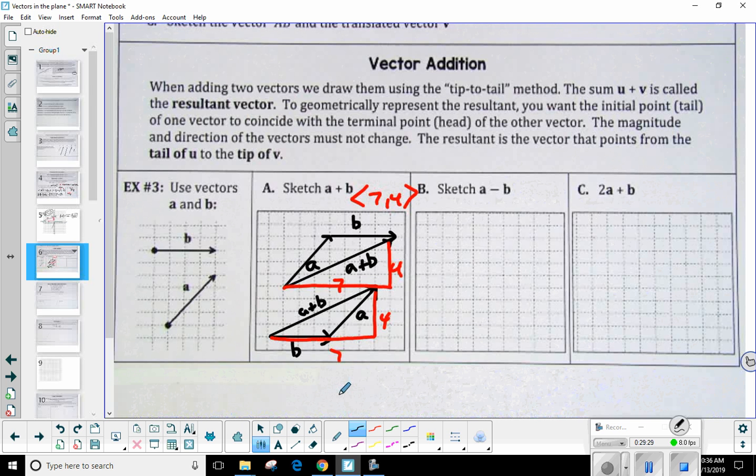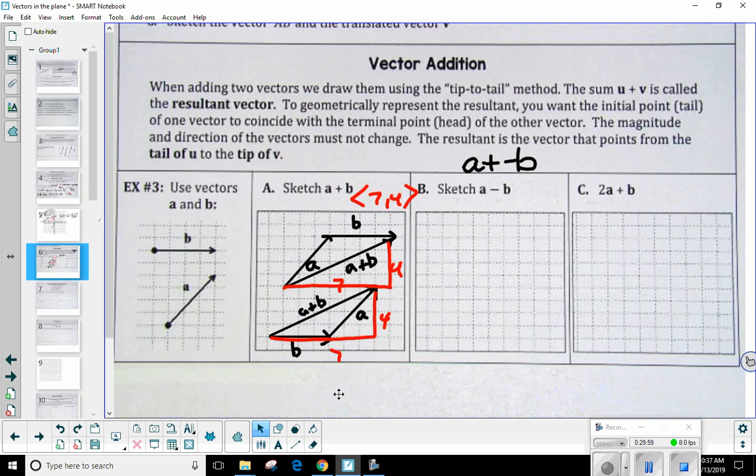Okay. Well, let's try B. Now, we were talking about this a little while ago when we first started. What is a negative going to do to a vector? It simply changes the direction. So if I want to subtract vectors, think about A minus B as A plus negative B, especially if you're going to do it graphically like we are.